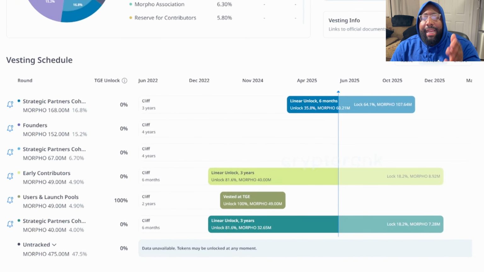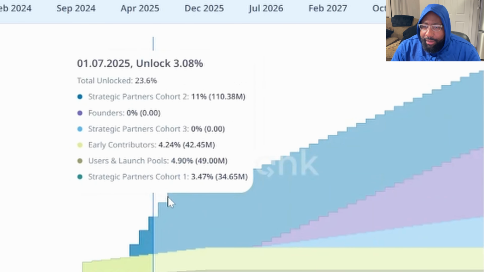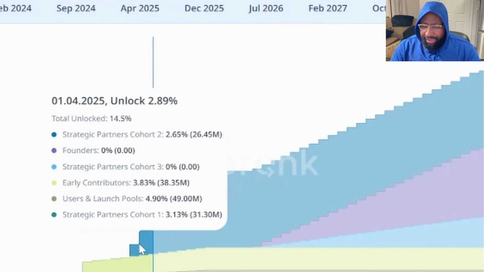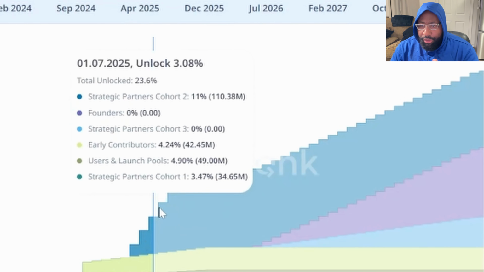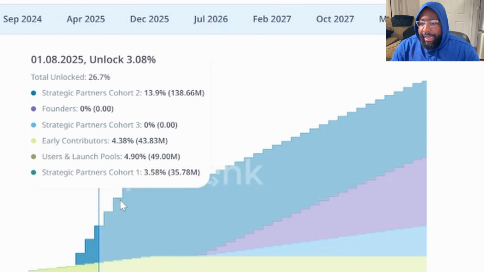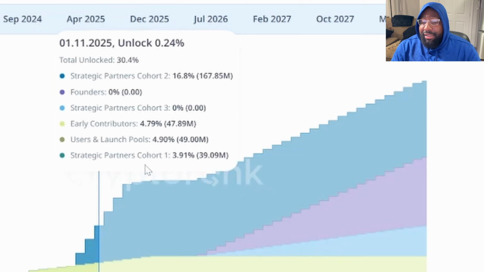But getting back to the actual vesting schedule itself, I want to click over on the chart here. And it's going to give us literally month by month the amount of unlocks that is expected. So as you can see here, we have more of a steep incline on the Morpho price as of right now. But as we go along into July and August and September, you can see we have about 3% of the token unlocks coming at a time.